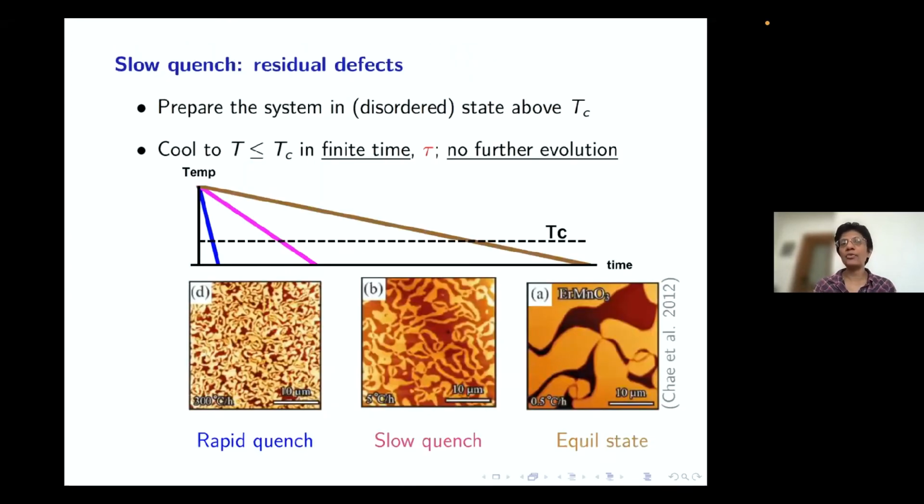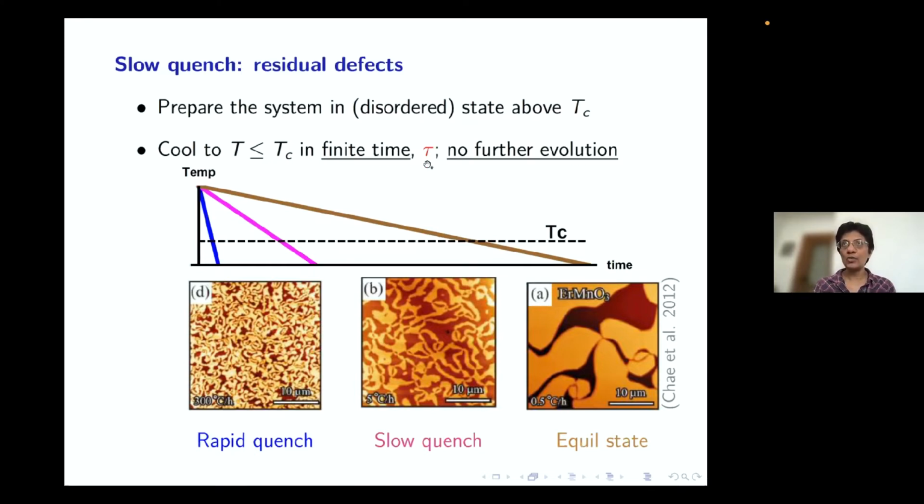So today what I'm interested in is asking questions about slow quench. What does that mean? Again, I'm thinking of the same sort of system. Again, it's prepared in the disordered state, but now we quench it in a finite time, tau. So we're quenching it slowly. And then once you have reached your final temperature, just stop your simulation or experiment and then look at its properties. So that's the situation that we are thinking of.